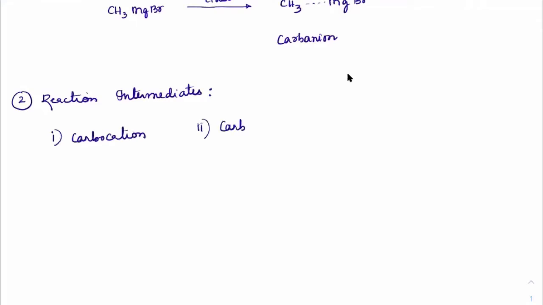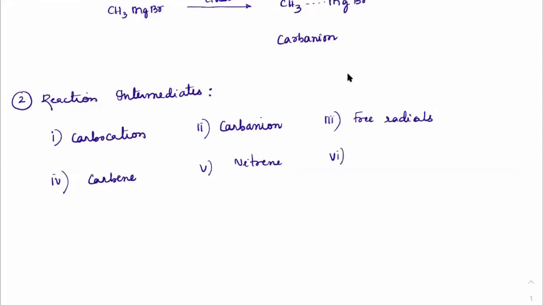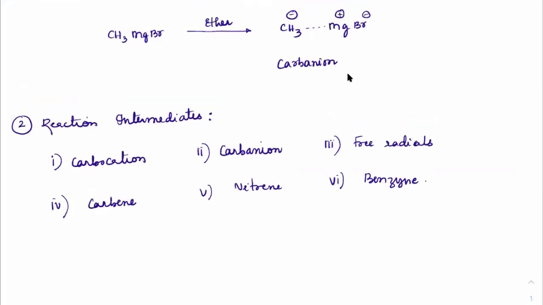Second, carbanion. Third is free radicals. The fourth one we will come across is carbene. Fifth one, nitrene. Sixth one, benzyne. These are the forms which we usually see as reaction intermediates.